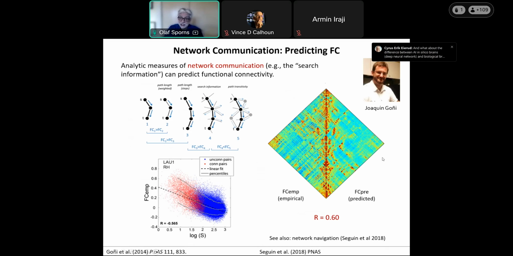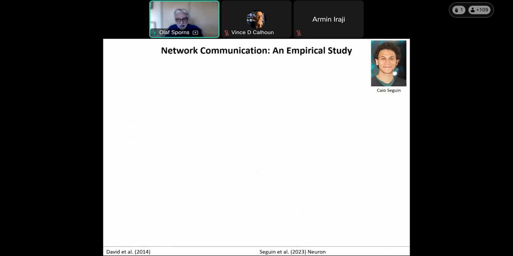The nice thing about this approach is you can calculate the communication matrix analytically. You don't have to actually do a whole full-up simulation of the brain. You can actually do matrix algebra and some information theory on it, and you can get a prediction of functional connectivity that's quite accurate, given how simple the approach is. So that line of work was taken forward by Caio.